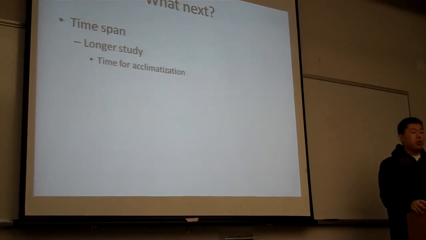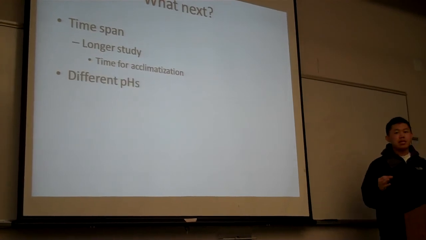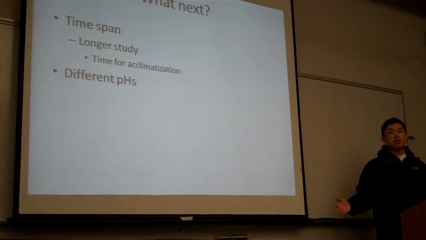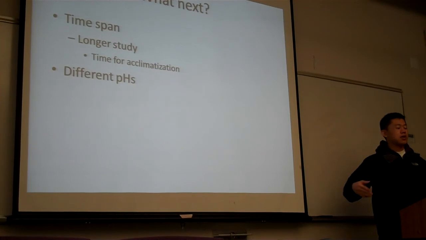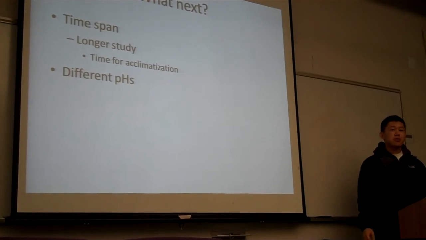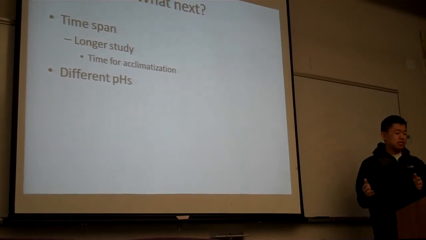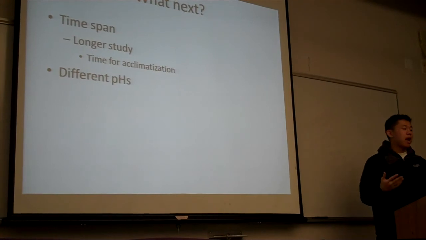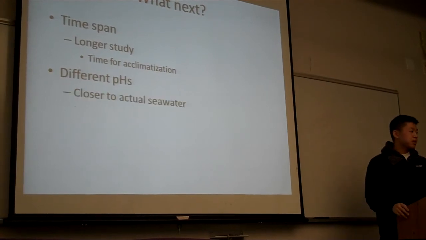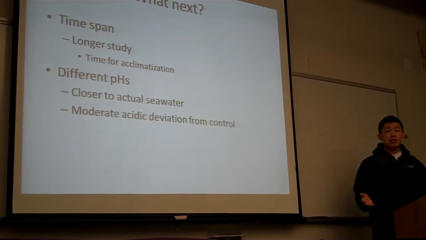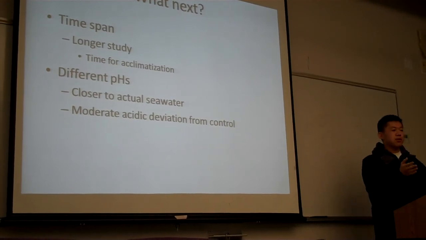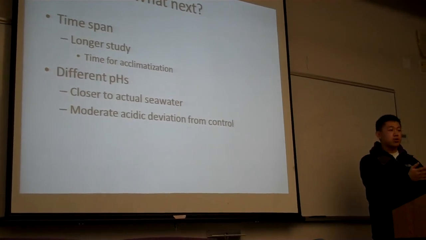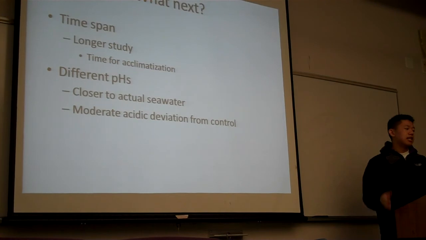So then what we would do in future studies is maybe change the time span, either have a longer time to allow the oysters to acclimatize, or maybe do shorter time spans to get a more accurate depiction of the tissues. And then also to have a different pH, maybe have a control pH that's closer to the ocean water, which is slightly basic, then have a little bit more moderate acidities.